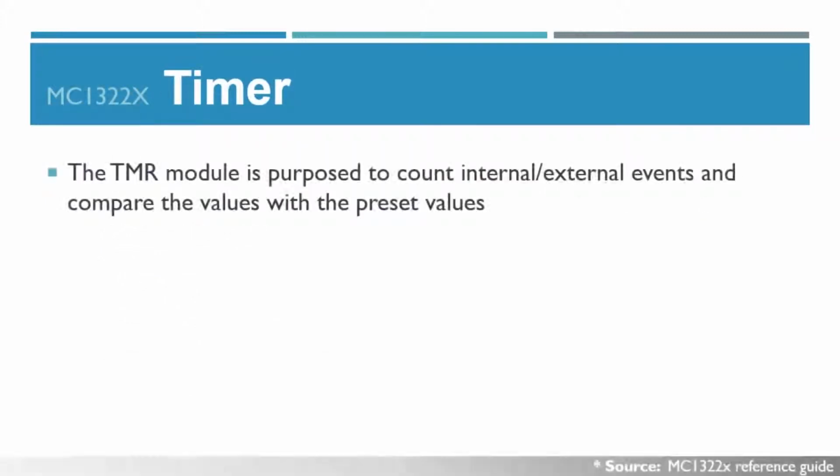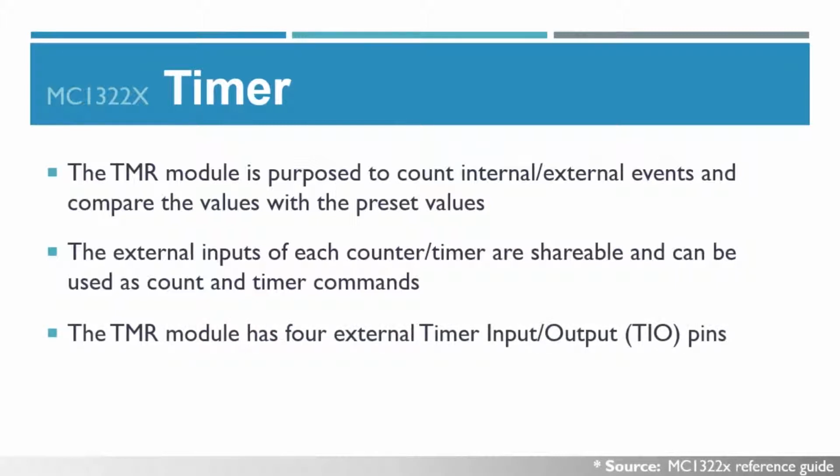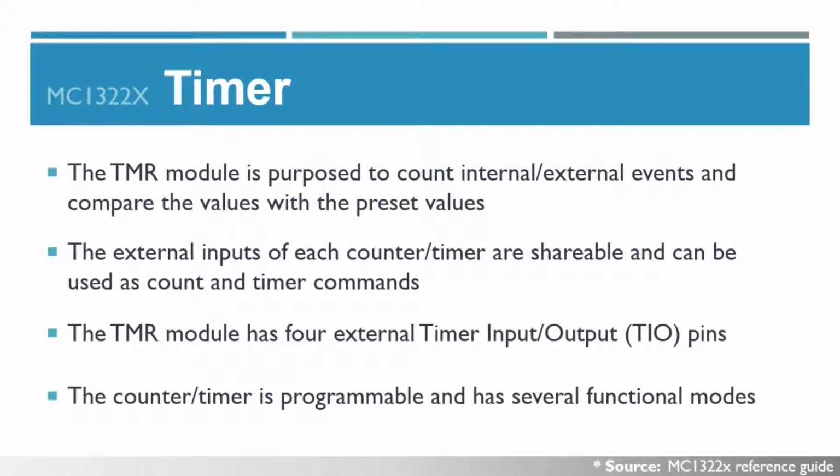Moving on to the timer module, its main purpose is to count internal or external events and to compare the values with the preset values. The external inputs of each counter or timer are shareable and can be used as counter or as timer commands. The timer module has 4 external timer inputs or outputs, which are known as the TIO pins. And finally, the counter timer is programmable and has several functional modes.